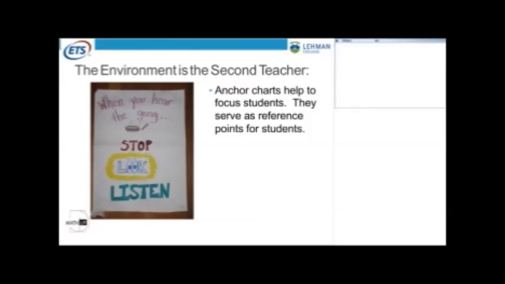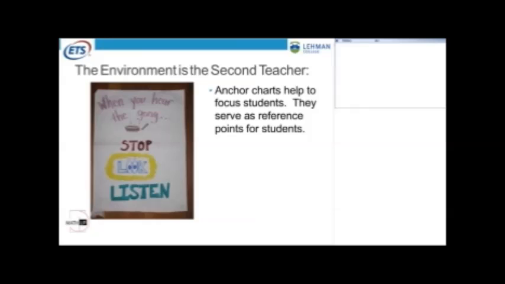Another resource is anchor charts. Anchor charts really help focus students. If they forget what they're supposed to do, they can look at the anchor chart without asking you and interrupting your instruction or interrupting the point that you're going to make by just looking and visually getting an idea of what's expected of them. This is a chart that I took from a 5th grade classroom.